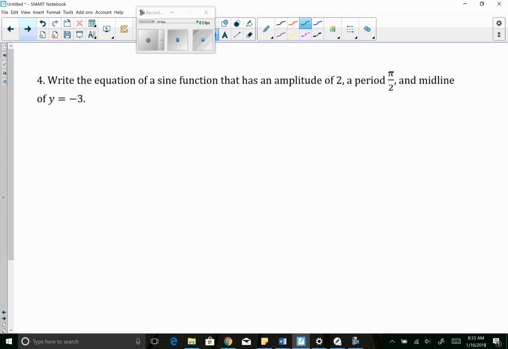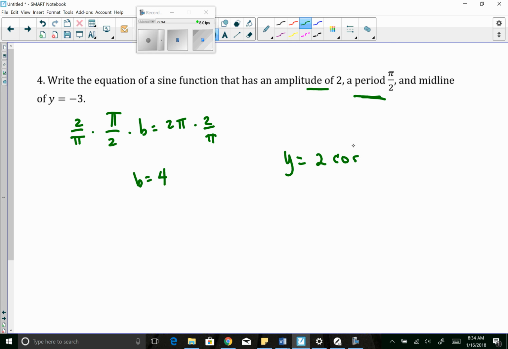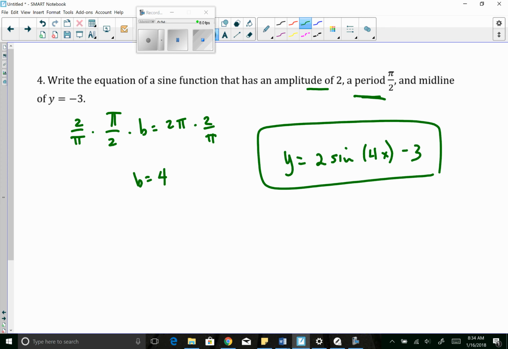The next question says write an equation of a sine function with an amplitude of 2, a period of pi over 2, and a midline of y equals -3. Period is awesome, but it's not in your equation, so you have to figure out what the frequency is. So that's my first job. Multiply both sides by 2 over pi here. So we wind up getting a frequency of 4. So this equation would be y equals 2, because that's the amplitude, sine, it says sine, of 4x minus 3.